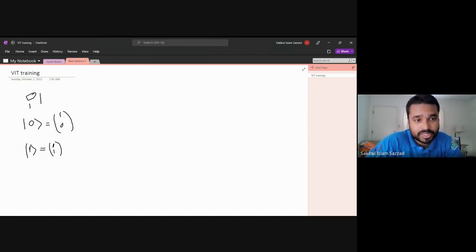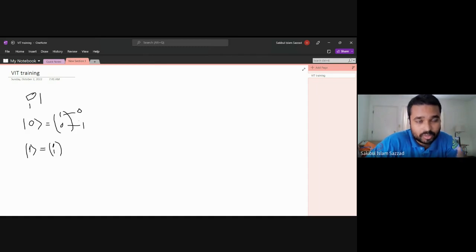And here we can see that there are two rows. This first row represents classical bit 0. This is a single qubit state. That's why you can say the first row represents classical bit 0. The second row represents classical bit 1.